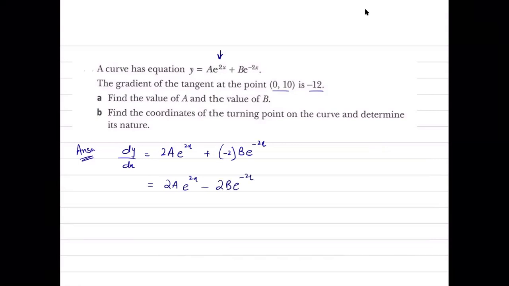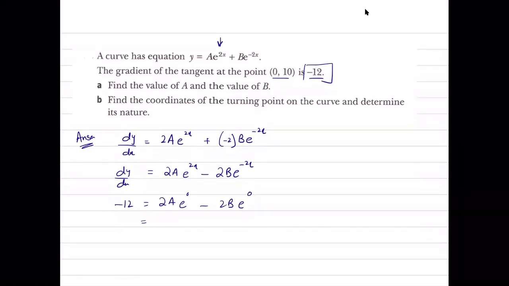Now the gradient is minus 12 when x is 0. So e to the power of 2 times 0 is 0. Minus 2b, e to the power of minus 2 times 0 is also 0. And e to the power of 0 is 1. So we have our equation 2a minus 2b equals negative 12. This is our first equation.